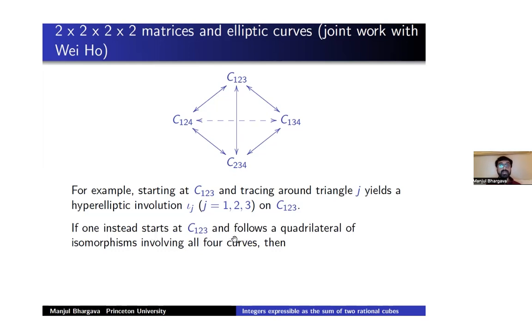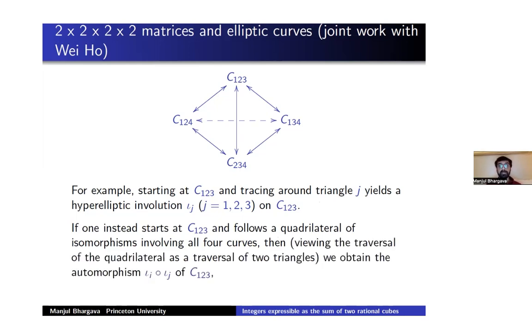So if one starts at C123 and goes around a triangle, one gets an involution, you can show. And then therefore, if one starts at C123 and follows a quadrilateral of isomorphisms, then because it's a product of two involutions, it turns out that has to be a translation of C123 by a point, let's call it Pij, on the Jacobian of C123.